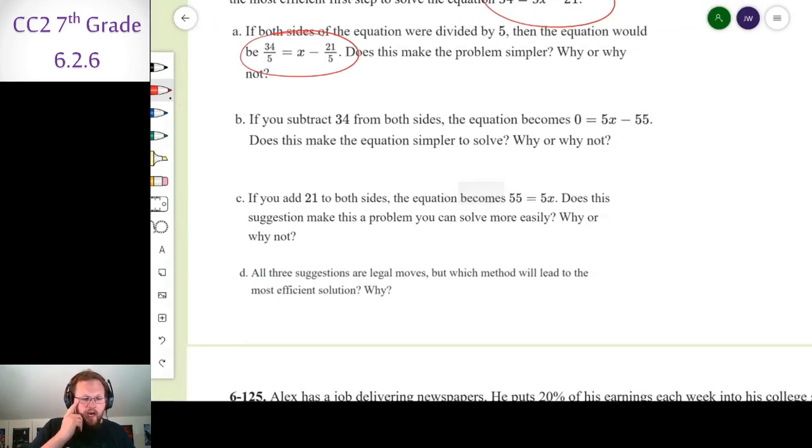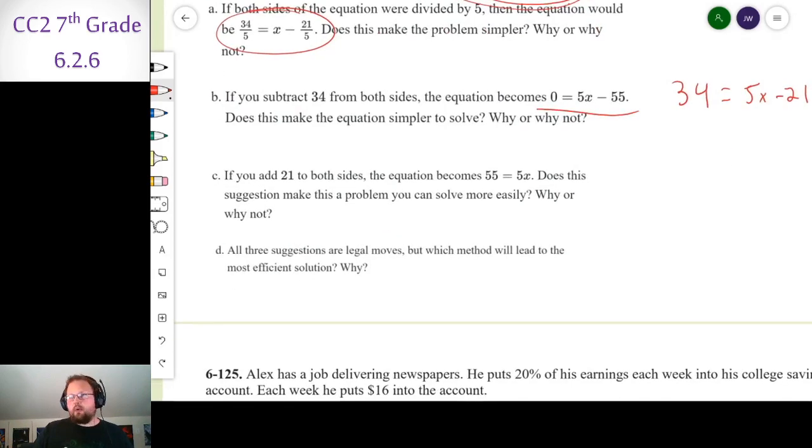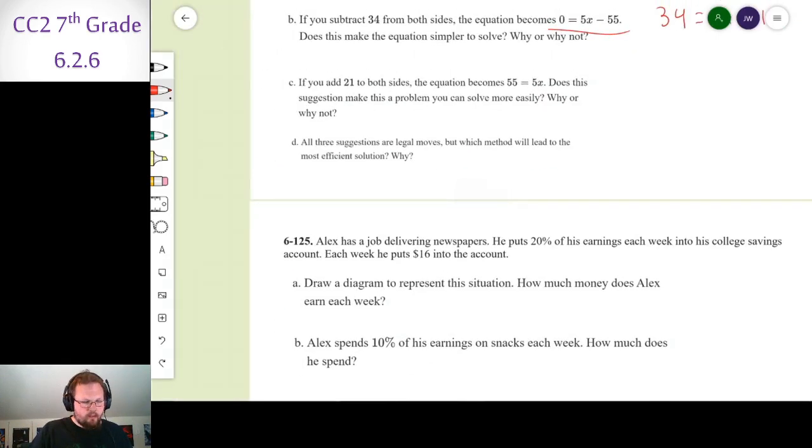And then it gives you the other option if you subtracted 34 from both sides. So again, you start with this equation. What if you had done 34 equals 5x minus 21? What if you subtracted 34 and you get this? Is it easier or is it harder? Again, it makes it harder. You just have to figure out why. And then part C is giving you a cleaner, nicer way to do it. So the idea is you add or subtract first to get the x by itself, move everything to the other side. Then the very last step you do is to divide. It makes it easiest. Okay.